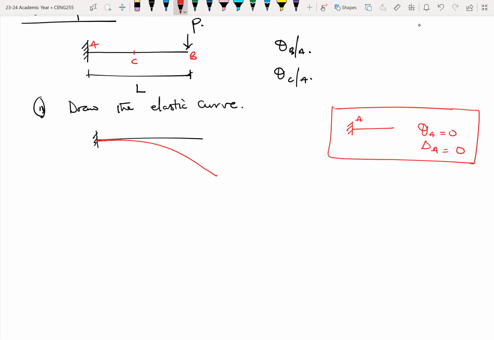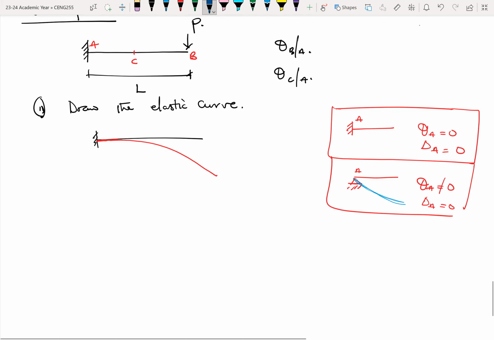These are some of the boundary conditions to have in mind. If it's a pin support, again, let's say pin support A, it means that theta A will not be equal to 0, but delta A will be equal to 0, because there will be rotation at a pin support. So usually the curve for a pin support goes this way, so that you can easily draw a tangent at A and be able to get your theta A.